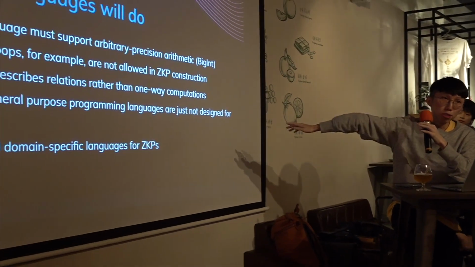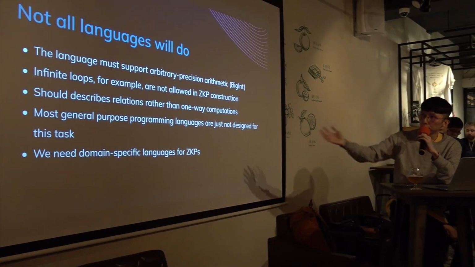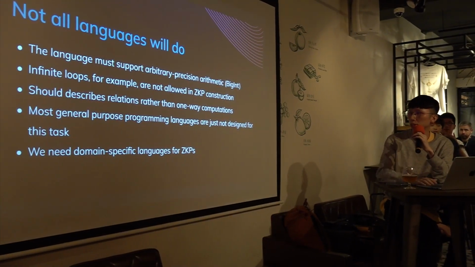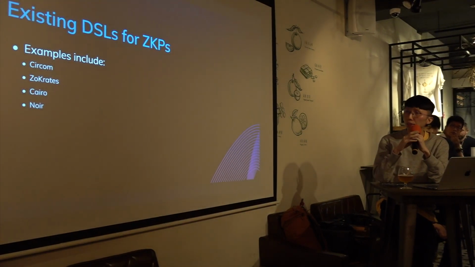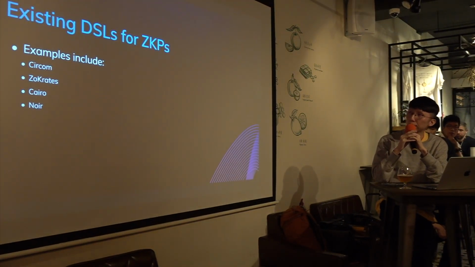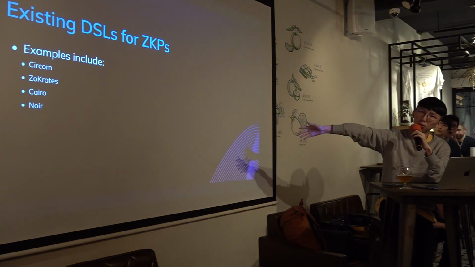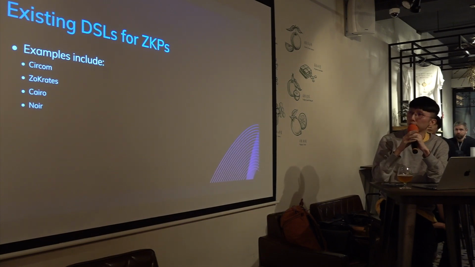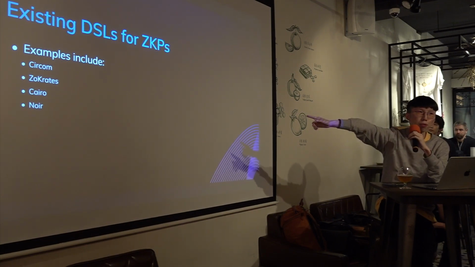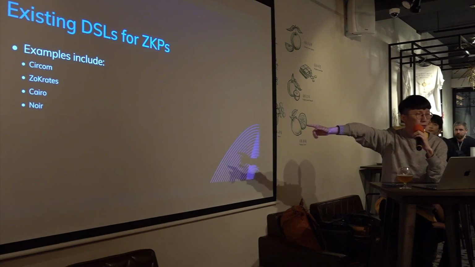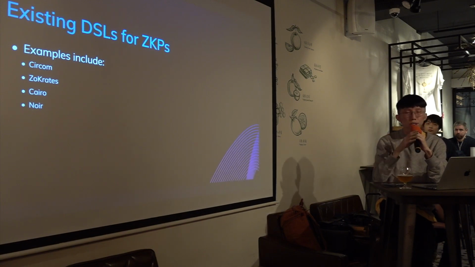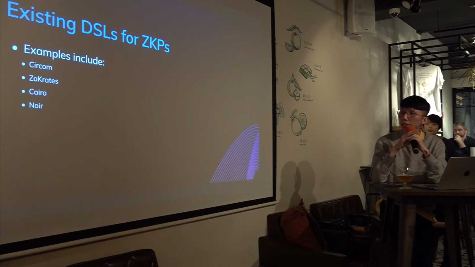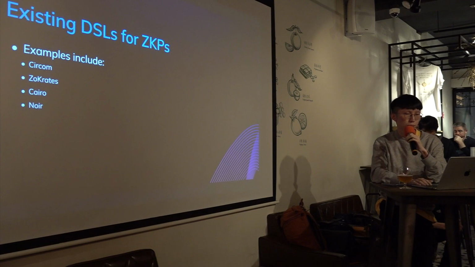Most general purpose programming languages won't do, and that's why we need a DSL for constructing ZKPs. There are already other existing DSLs for constructing ZKPs, such as Circom, Zokrates, Cairo, and more. But some of the languages like Circom, if you have tried them before, you found out they're really low level. You have to take care of a lot of the details yourself, and it's pretty inconvenient to use. That is one of the reasons why we want to build Keelung.